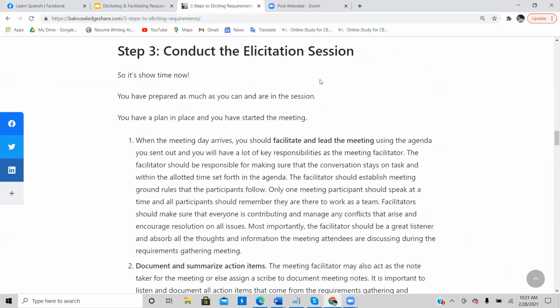Step 3, now shifting to the website. You're now conducting these elicitation sessions. Now you've already prepped, you've already sent your meeting invites, you know your technique that you're going to use. Now you're in these sessions. So now it's showtime, right? The meeting day arrives and you're facilitating and leading the meeting using the agenda that you've sent out.